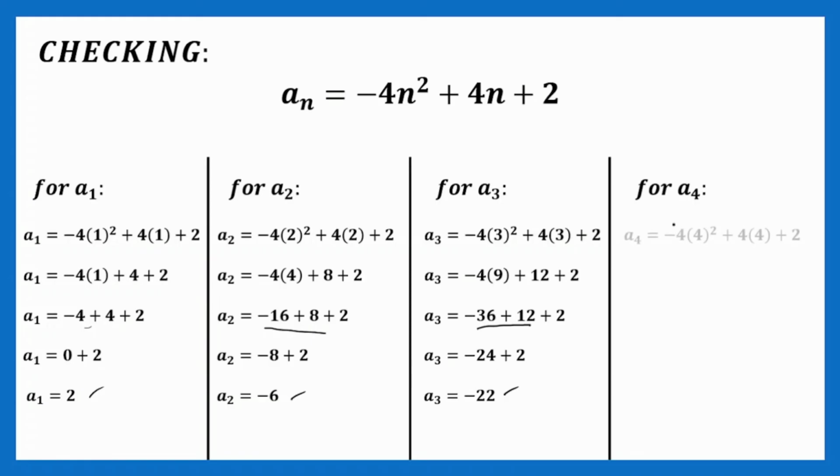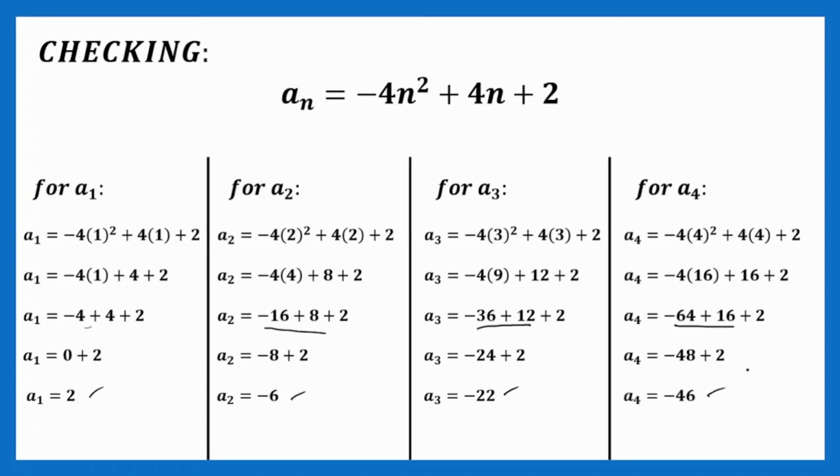Okay. Next. Ito naman kapag 4 na ang n. 4 times 4, that is 16. 4 times 4 is 16 din. So, that's negative 4 times 16 plus 16 plus 2. At tayo magiging negative 64 plus 16 plus 2. Ito muna ang isolve. So, the answer would be negative 48. Bring down 2. Negative 48 plus 2, the answer would be negative 46. And we're done. Ayan. So, that's how you deal with quadratic sequences.